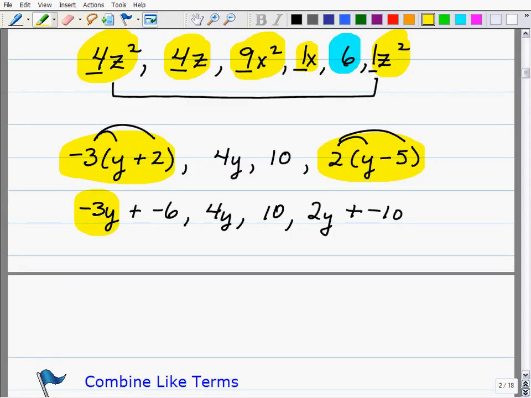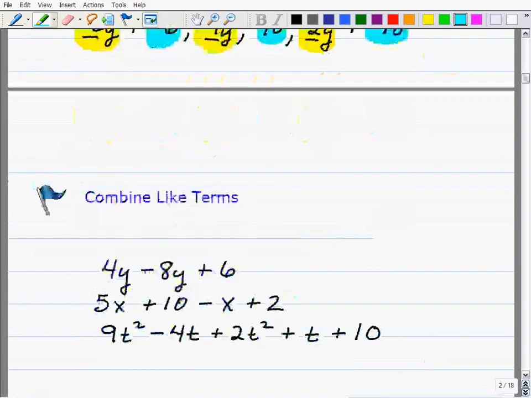So I have 3y is a term, 4y is a term, 2y is a term. And by the way, they're all like terms. Okay, they're all like terms. It's all y to the first. Right? And also, you can see here, I have negative 6 as a constant, 10 as a constant, and negative 10 as a constant.